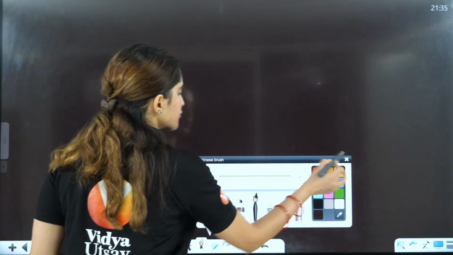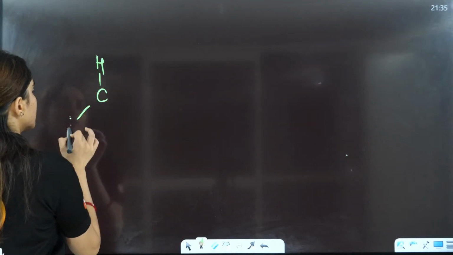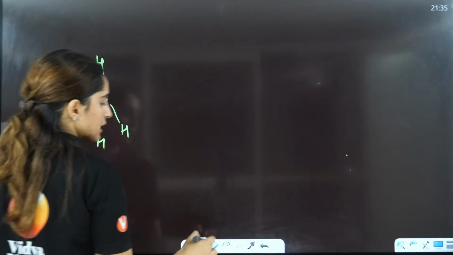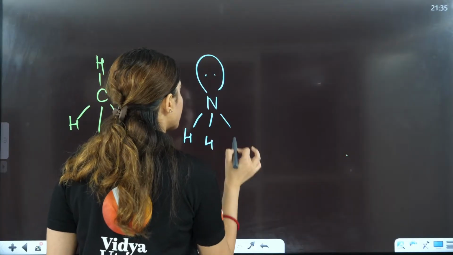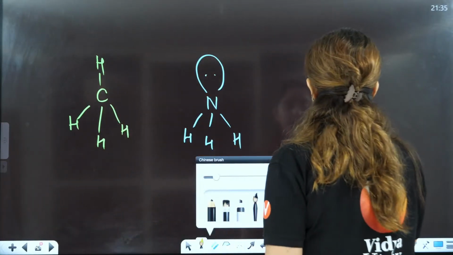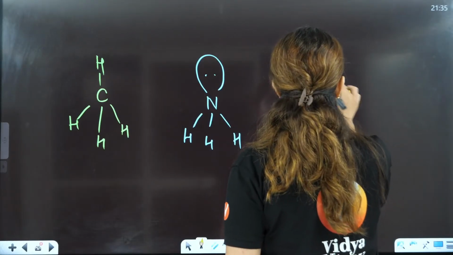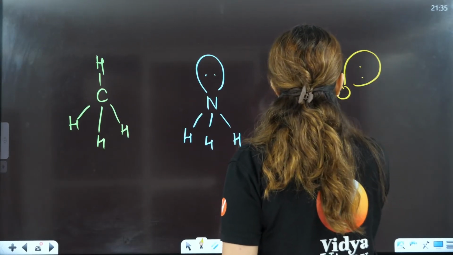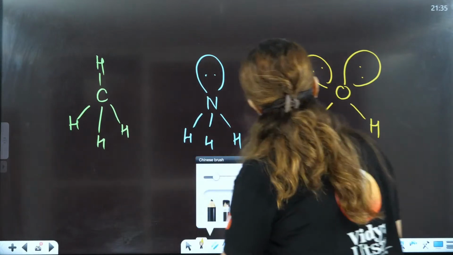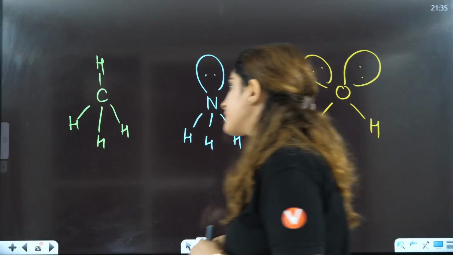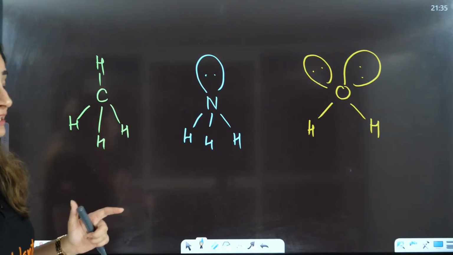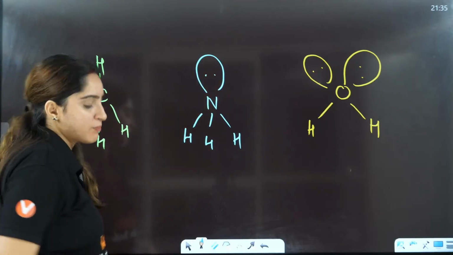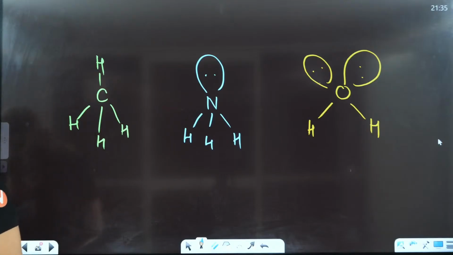If I talk about CH4, this will be CH4, right? NH3 is like this. All of them have sp3 hybridization, right? Then you have H2O like this. Have we discussed that lone pair repulsions are maximum? Here you have bond pair repulsion, so the angle is 109 degrees. Here you have lone pair repulsion. So you know what is going to happen here?